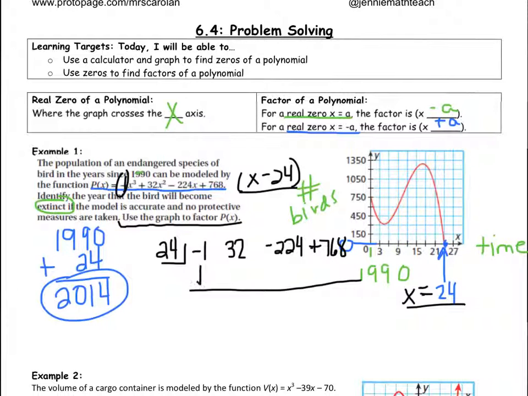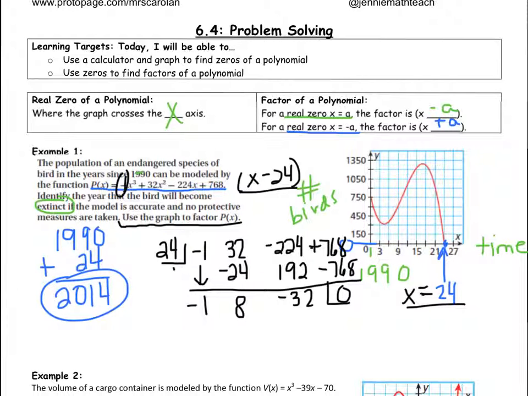And we would go through the synthetic process. We would drop down the negative 1, and we would get negative 24. We will subtract those, and that's 8. 24 times 8 is 192. Then we get negative 32. And then we'll multiply negative 24 by 32. And we get negative 768, which means the remainder is 0.